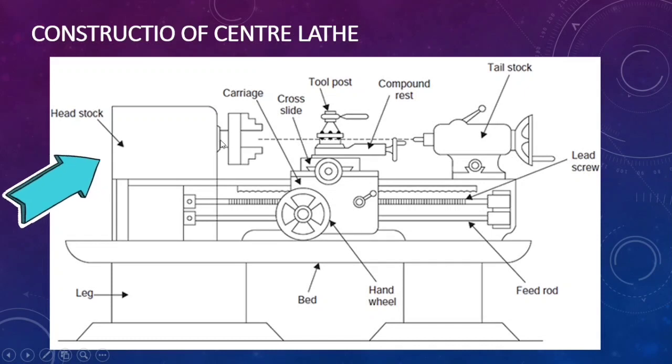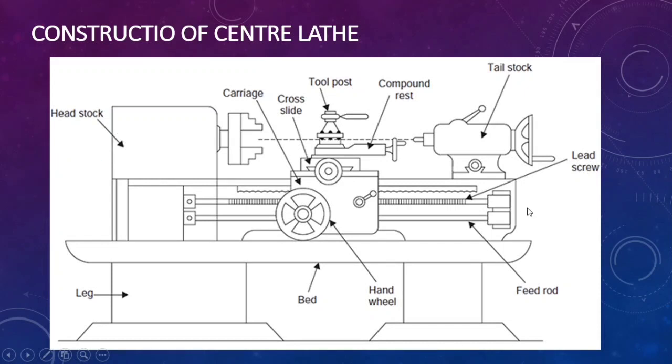This shaft is called the spindle. It has a rotating holding element called a chuck. This is the headstock. The main elements present in the headstock are the pulleys and the gear mechanism for speed variations, and it is connected to the motor for power drive. So that is the headstock.